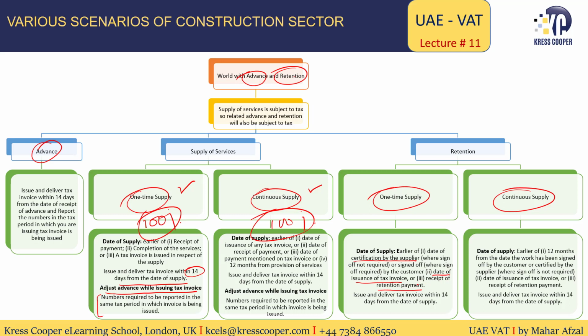Out of these three things, whichever comes first will be considered the date of supply of retention, and we will be liable to issue a tax invoice within 14 days from this date of supply.